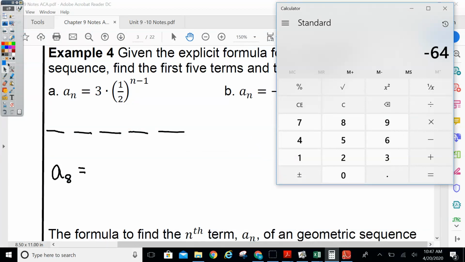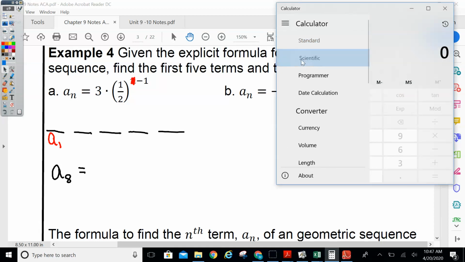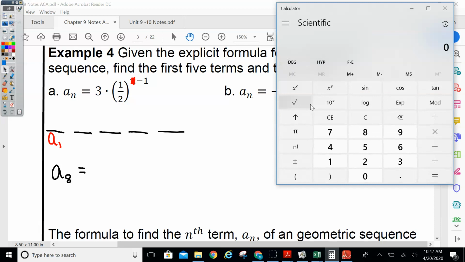Okay, so what we're going to do now is for the first one, a sub 1, we're going to take the number 1 and we're going to plug it up here for the exponent. So we're doing 1 minus 1, which is 0, and we're raising that to the 1/2. So if you turn your phone sideways, I know on the iPhones, you get more options. Here, if you go to scientific, you get more options. We want an exponent that's not just a squared.